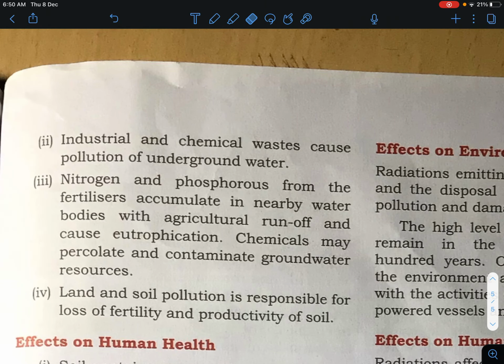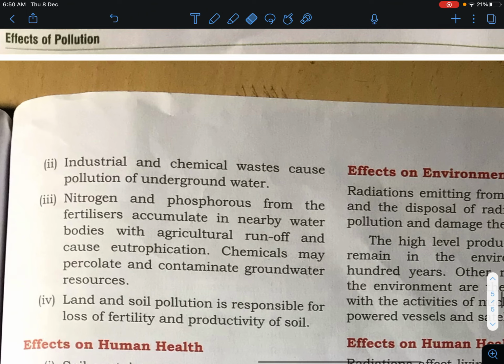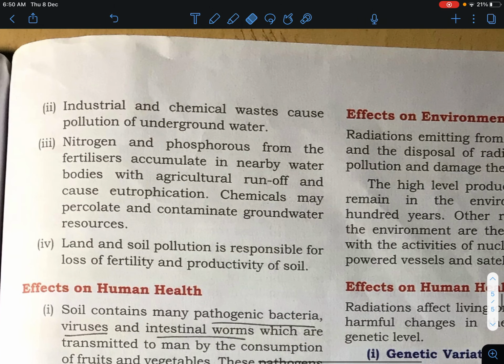Industrial and chemical waste is going to pollute the underground water. And the third one is that nitrogen and phosphorus from the fertilizer accumulate in nearby water bodies with agricultural runoff and cause eutrophication. We have already studied eutrophication. So here, nitrogen and phosphorus from the fertilizer accumulate nearby the sea, and due to this, it causes eutrophication.